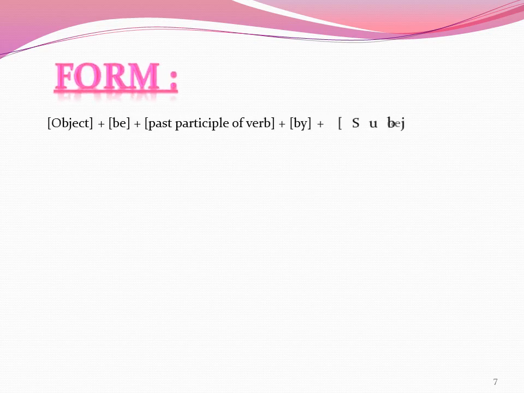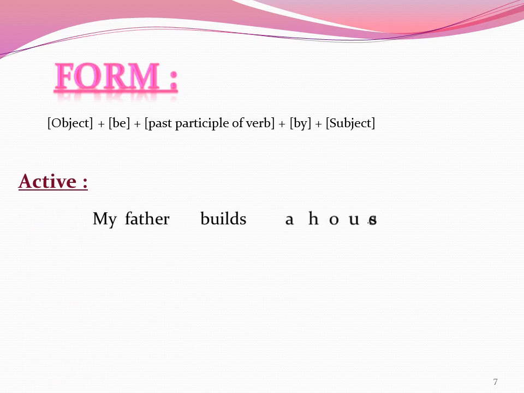Now let's see the form in real. So as you can see, the form is object at the beginning, followed by verb to be, followed by the past participle form of the main verb, followed by by and the subject. Let's have an example and switch it together.